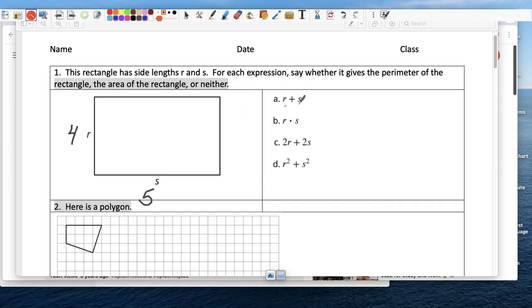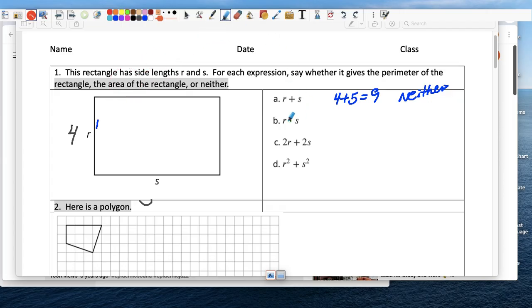So, A, what happens if I add r and s, and just r and s? What happens if I add 4 plus 5? It gives me 9. So is that the perimeter of the rectangle? No. Is that the area of the rectangle? No. So in letter A, it's neither. It's just adding this dimension, this length here, and this length. Not all of it, just this one and this one.